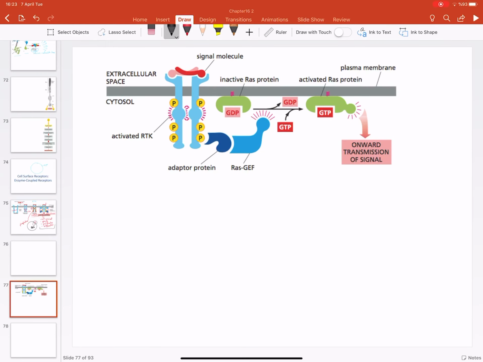cancer. Now let's check the downstream pathway. Here, with the SH2 domain, this adaptor protein binds to the phosphorylated tyrosine.